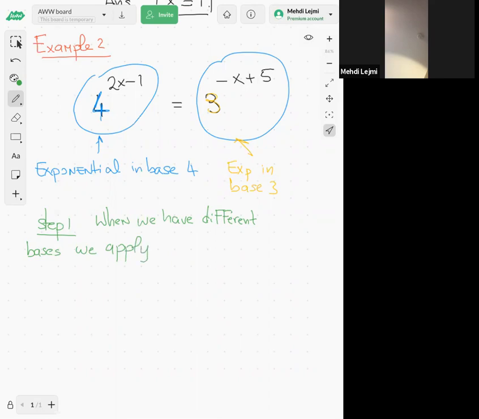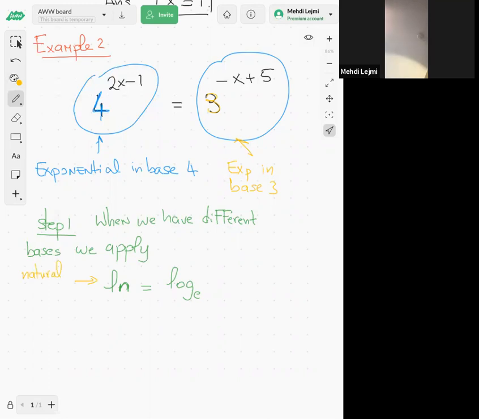So ln, natural log. Just to remind you, natural log is a log in base e. Remember, guys, we discussed this special number e, which is 2.71 something, right? And we said we call log in base e natural log. So this is ln, this is what I call natural log.